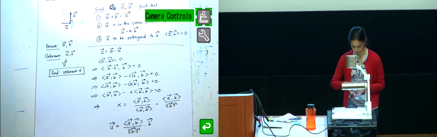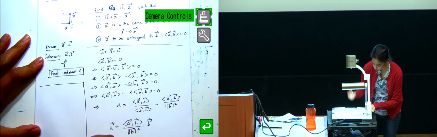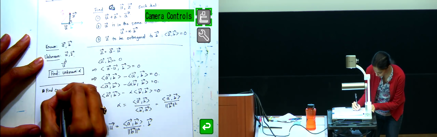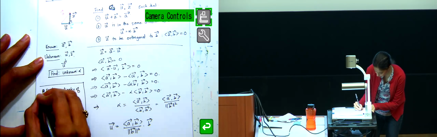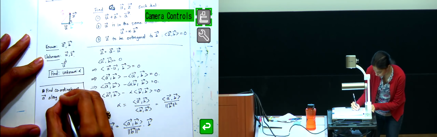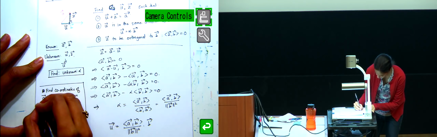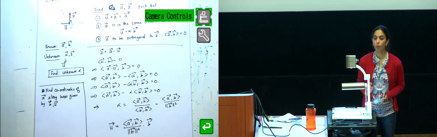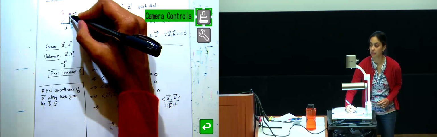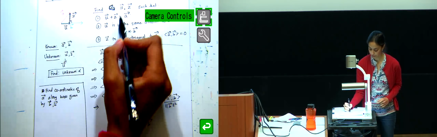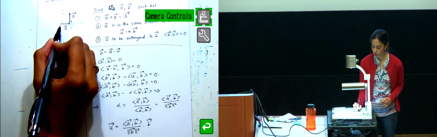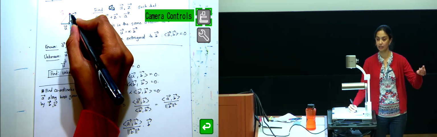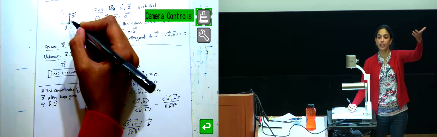Okay, so let's do this. Let's say find coordinates of A along the basis given by B, Z. Okay? So, how did we define the Z vector? We defined the Z vector exactly as this vector, right? We defined the Z vector as A minus U. So once I walk along B up till here, how many multiples of Z do I have to go to get to A? Exactly 1, right? I defined Z to be exactly that.